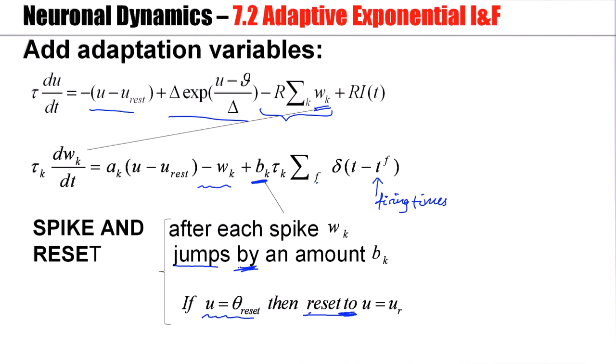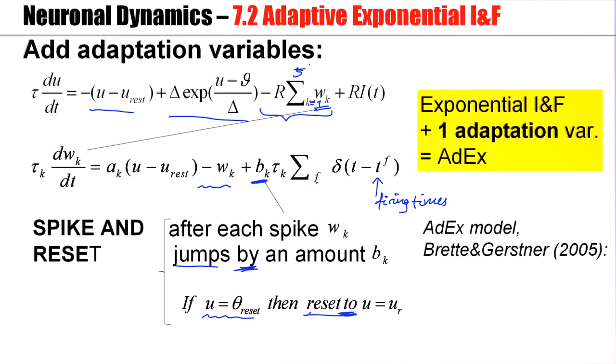So this is the general situation. We could have, for example, 5 of these adaptation variables. The simplest case is that we only have one adaptation variable. In this case, we don't need the index k. And in this case, it's called the adaptive exponential integrate-and-fire model, or AdEx for short.